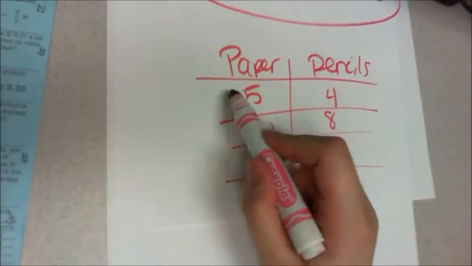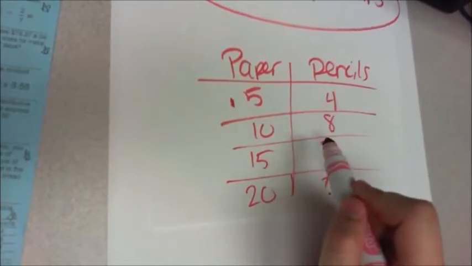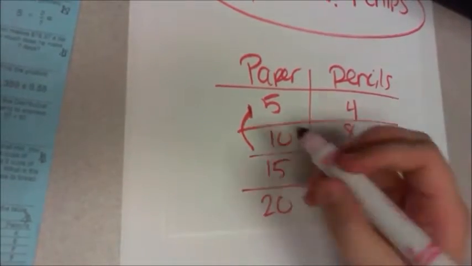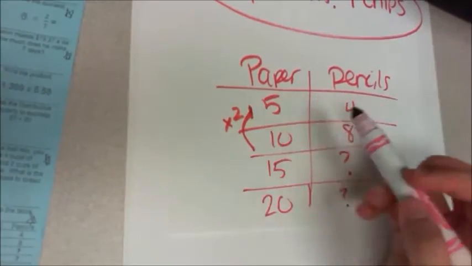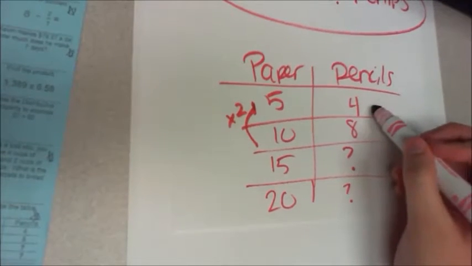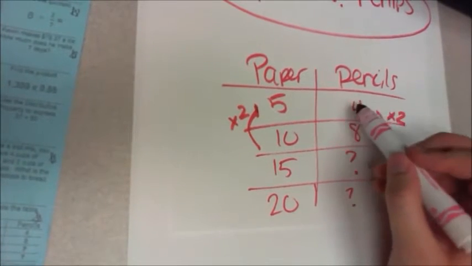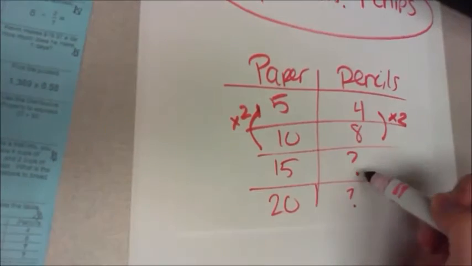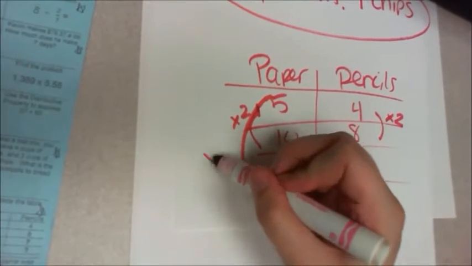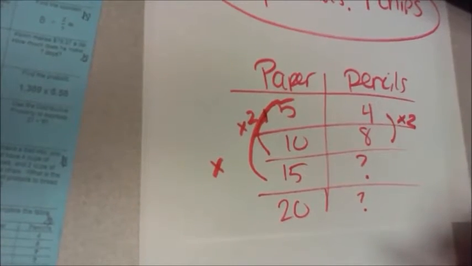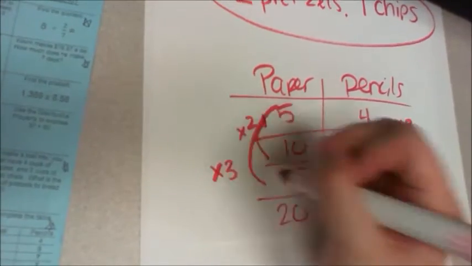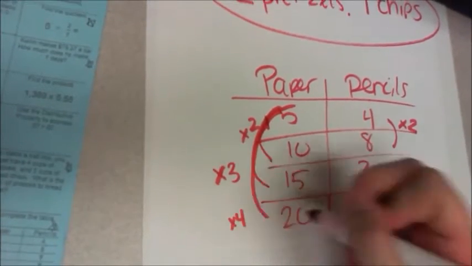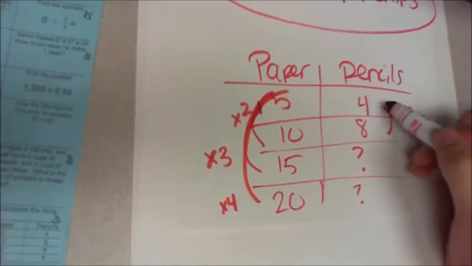This is just like seeing what we're doing to our original ratio to get to these new numbers. So if you look from 5 to 10, how do you go from 5 to 10? You multiply by 2. 5 times 2 is 10. Whatever you do to one side, you do to the other. 4 times 2 is 8. So whatever I multiply on this side, I'll multiply on that side to get my 2 question marks. 5 times what number gives me 15? 5 times 3. 5 times what number gets me 20? 5 times 4. So now let's do the same to the pencil side.